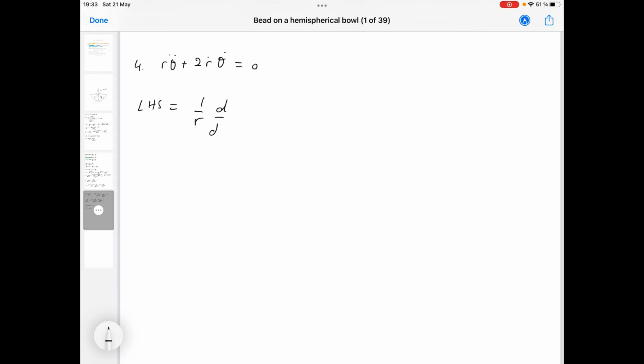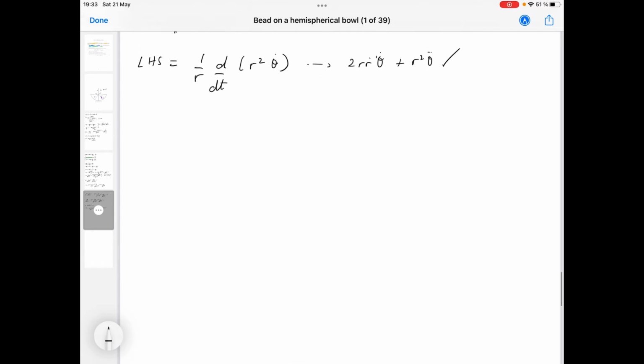And so the trick here is to rewrite the left hand side as 1 over r times the derivative with respect to time of r squared theta dot, because if we expand this, that would just give us 2r r dot theta dot plus r squared theta double dot, which is correct. And if we divide it by r, we'll get this expression again. And so since it's equal to 0, we have 1 over r d by dt of r squared theta dot equals 0. We can bring in a factor of m again, so we can write 1 over r times d by dt of m r squared theta dot equals 0.